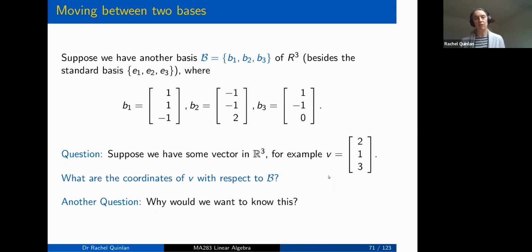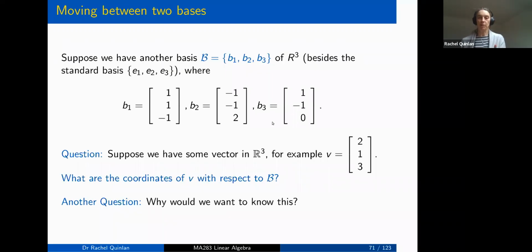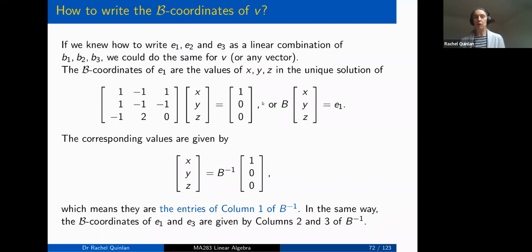So that's our plan. The question, what are the coordinates of V with respect to B, means if we want to write V as a linear combination of the vectors B1, B2, B3, what should the coefficients be? Those are the coordinates of V with respect to B. We know how V is written in terms of the standard basis vectors E1, E2, E3. It's 2E1 plus 1E2 plus 3E3. So if we knew how to write E1, E2, and E3 as linear combinations of B1, B2, B3, we could do the same for V because we know how to write V in terms of E1, E2, E3. So really we can answer this question for any vector V if we can answer it just for the standard basis vectors E1, E2, E3.